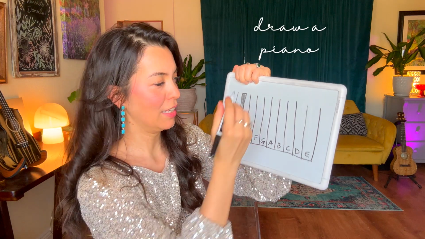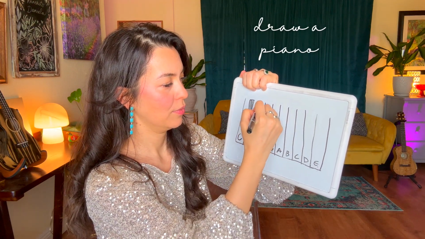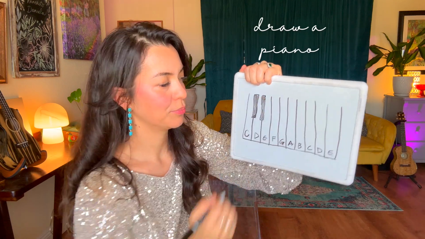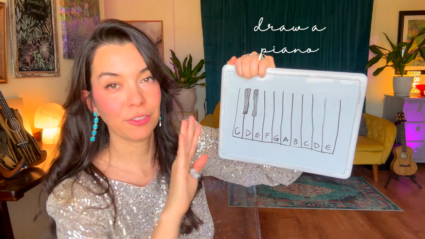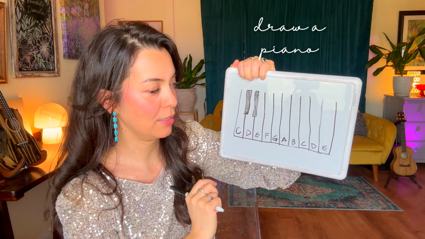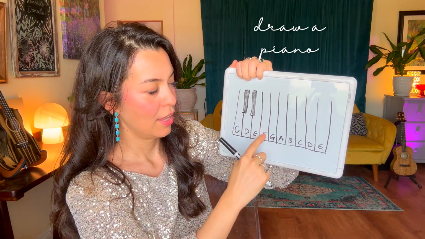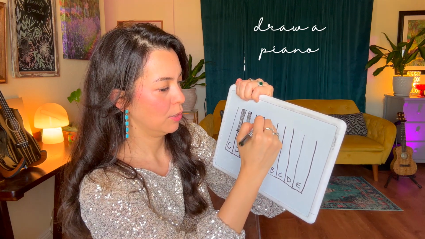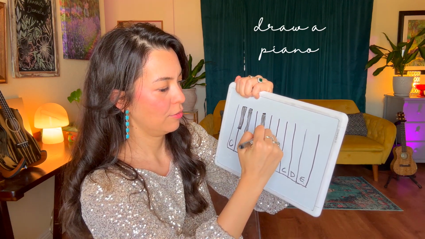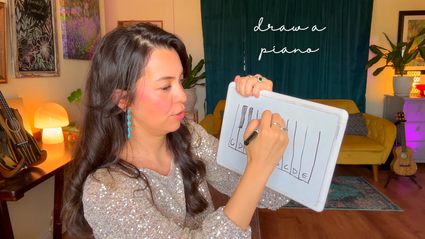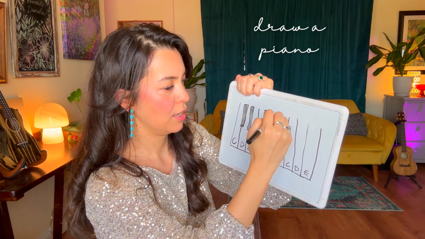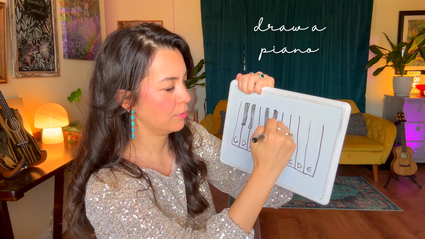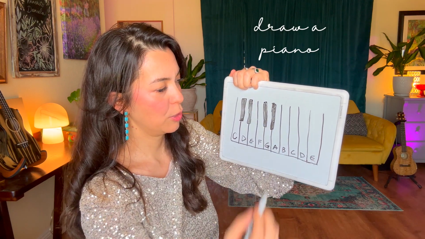And then between D and E, there's also a black key. Between E and F, there's no black key, so leave that space. F and G, there is a black key. So between F for fox and G for golf, and then between G and A, there's a black key, and between A and B.